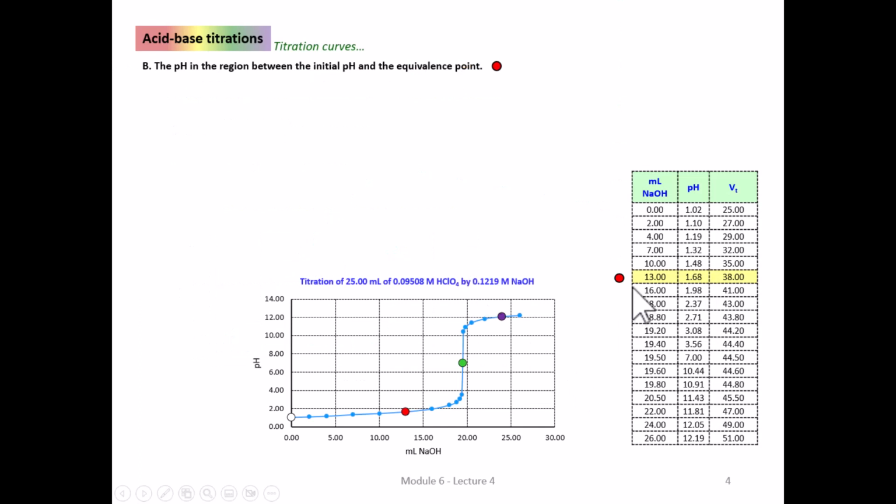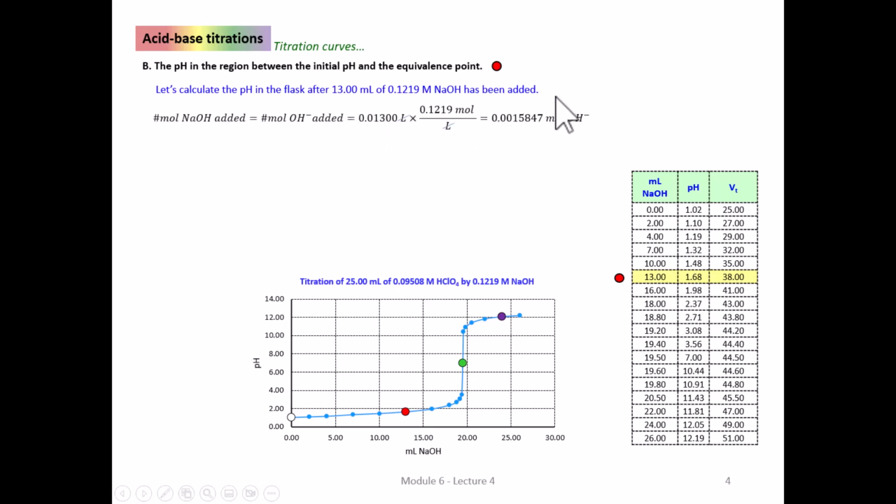How about the pH after we've added 13 milliliters of titrant? Well, let's calculate that pH. We say it should be 1.68. How would we get that? Well, when you've added 13 milliliters of sodium hydroxide, you will have added 0.0015847 moles of hydroxide ions, volume times concentration of the titrant.